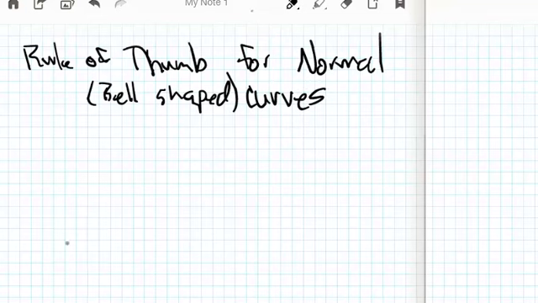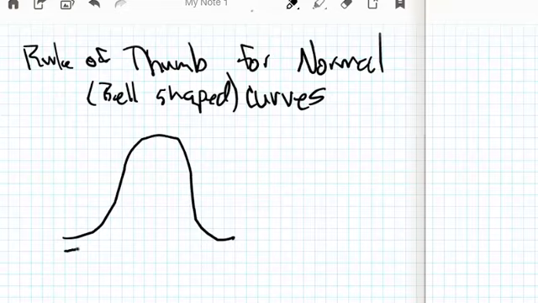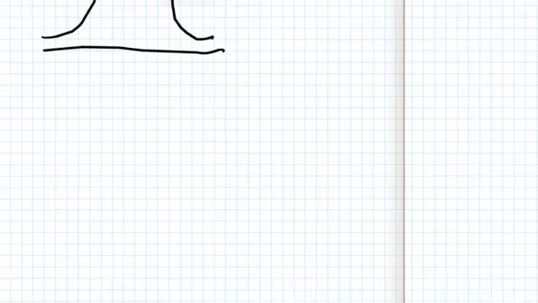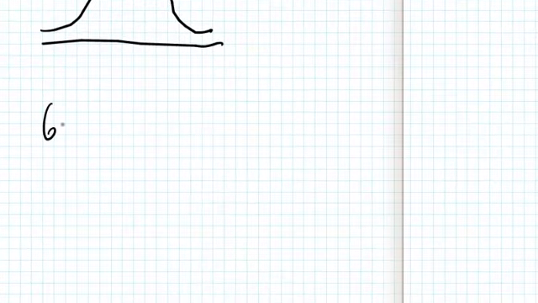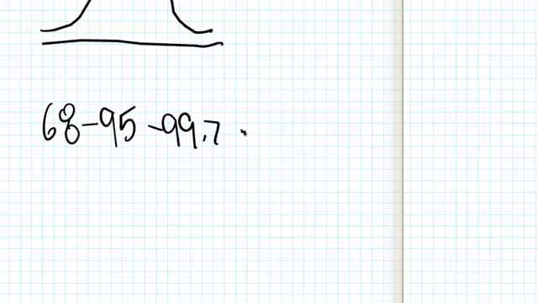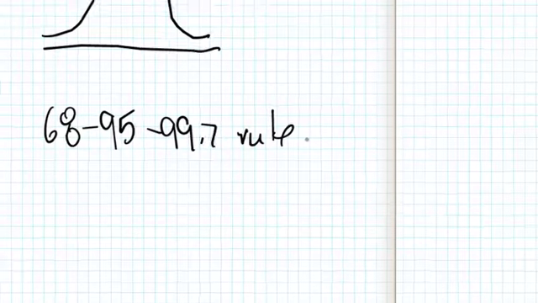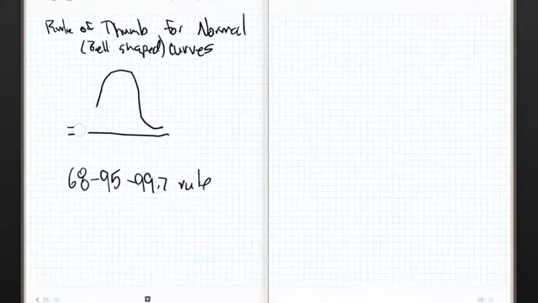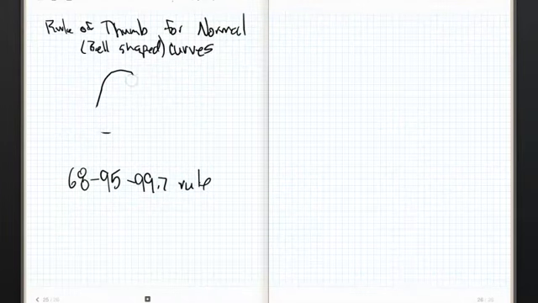Okay? Now, let's do this. Any bell-shaped curve or any normal curve, regardless of the mean and the standard deviation, we have what's called a 68, 95, 99.7 rule. This is the rule of thumb for bell-shaped curves. You know what? I need a bigger curve. So, pardon me, I'm going to erase this and make it something I can work with.